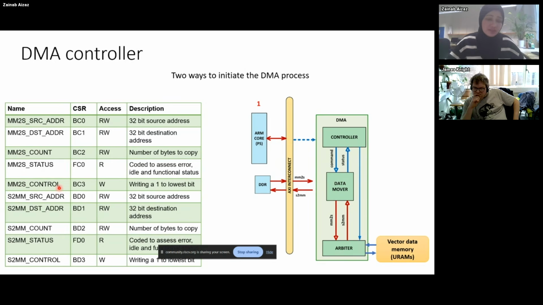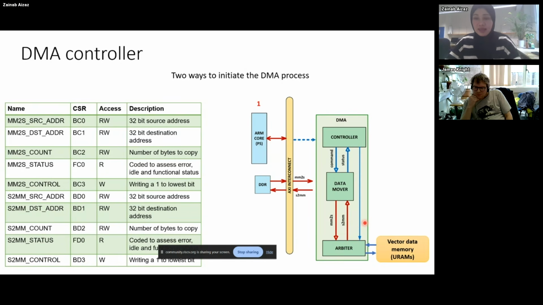And MM2S control is the register in whose lowest bit we write 1. So the ARM core, in this dotted arrow control signal, writes 1 to the lowest bit of the MM2S control, which makes the FSM send a command to the data mover, which allows the MM2S transaction. Similarly for S2MM, when S2MM control is written 1 by the ARM core, the transfer of data starts from vector data memory to the DDR. So this way these registers work.